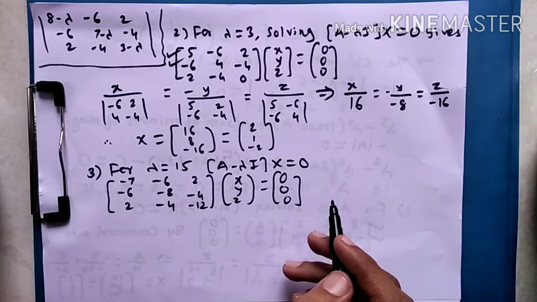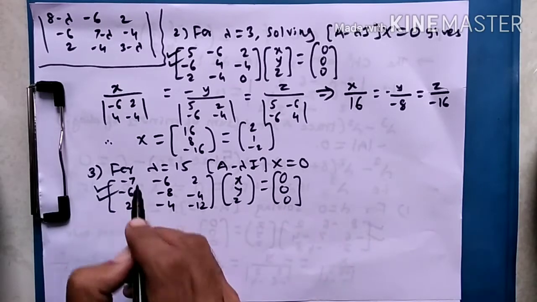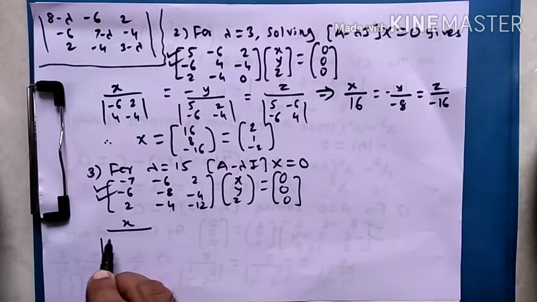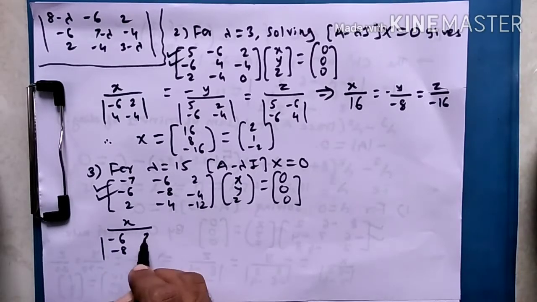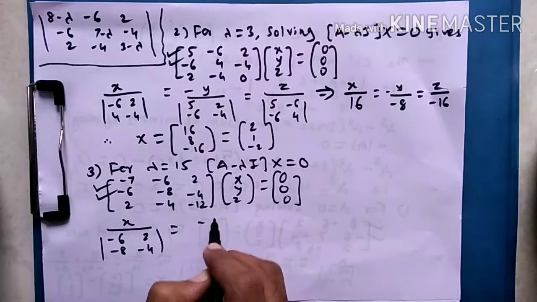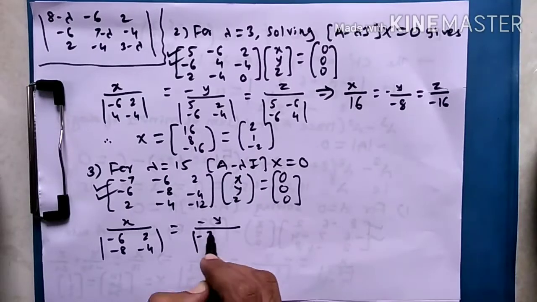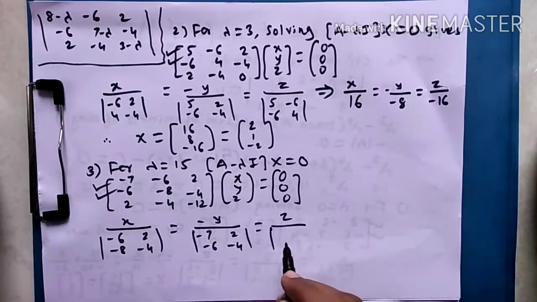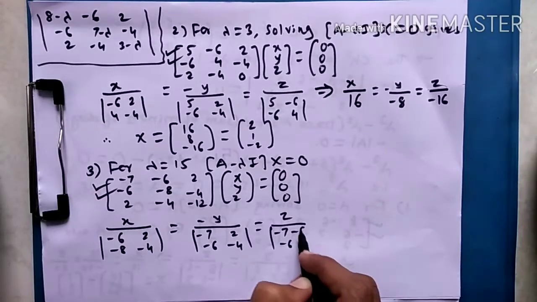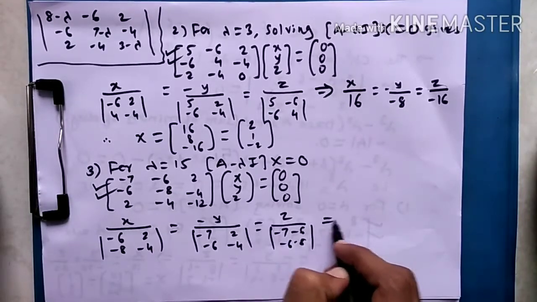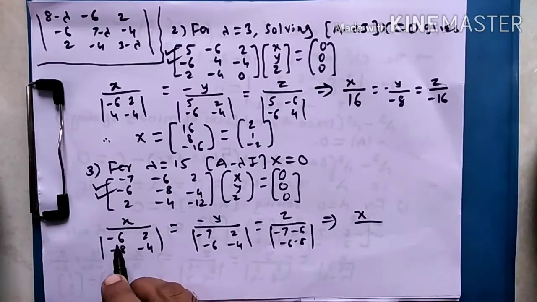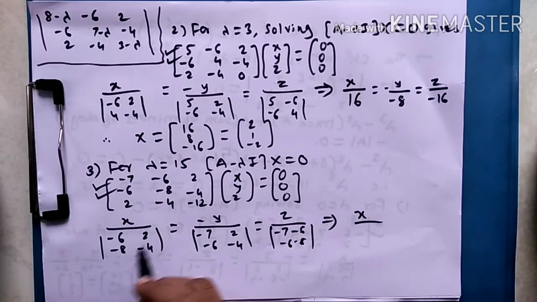Again using Cramer's rule, choosing the first and second row. So by using Cramer's rule, x will be, don't write the first column. For negative y, remove the second column. And for z, don't write the third column. So now just finding this determinant, x will be minus 6 into minus 4 is 24 minus negative 16.